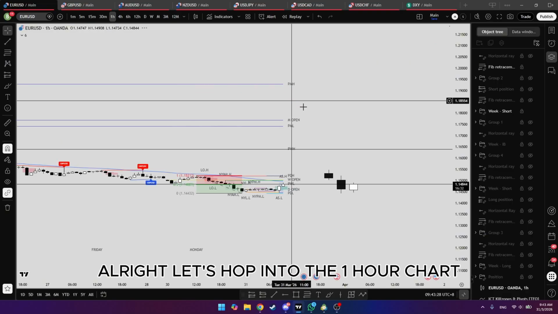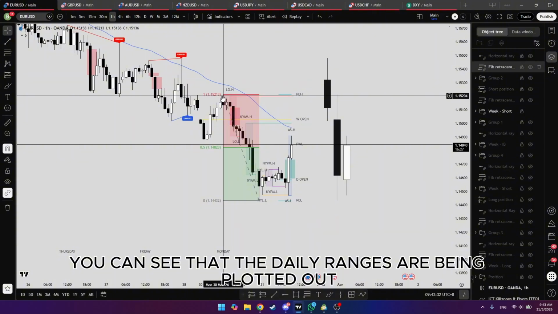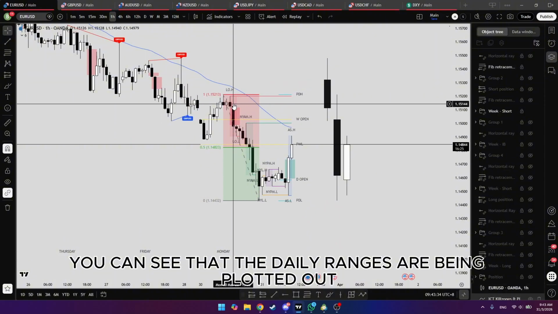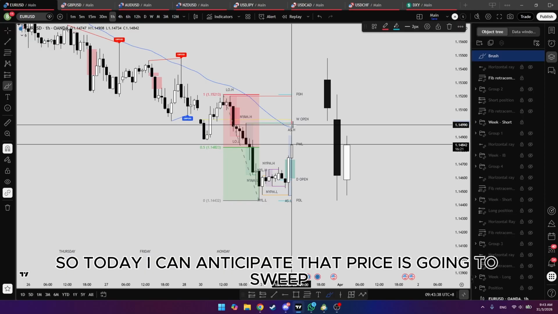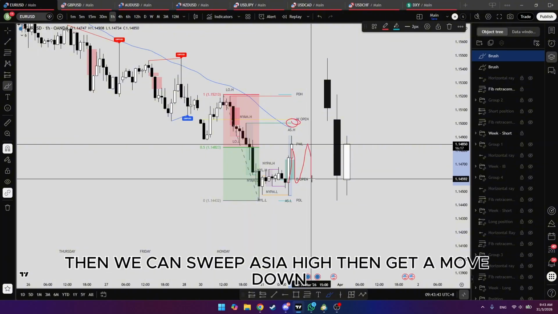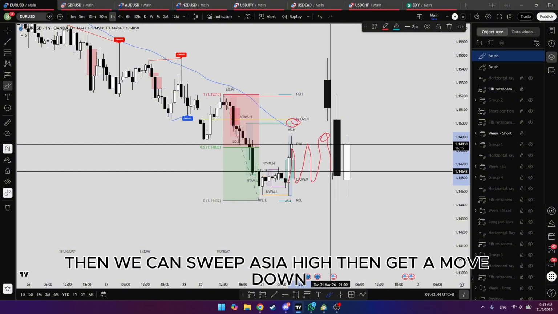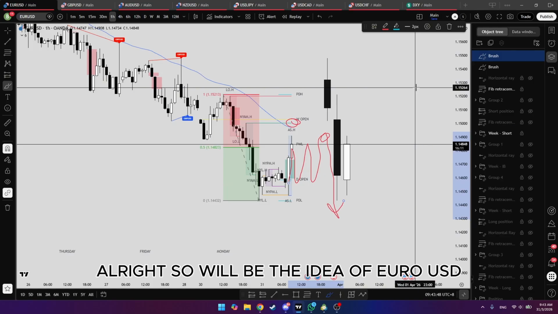Alright, let's hop into the 1 hour chart. You can see that the daily ranges are being plotted out. So today I can anticipate that price is going to sweep maybe this high, or maybe later Asia range is formed, then we can sweep Asia high, then get a move down. So that'll be the idea of Euro USD.